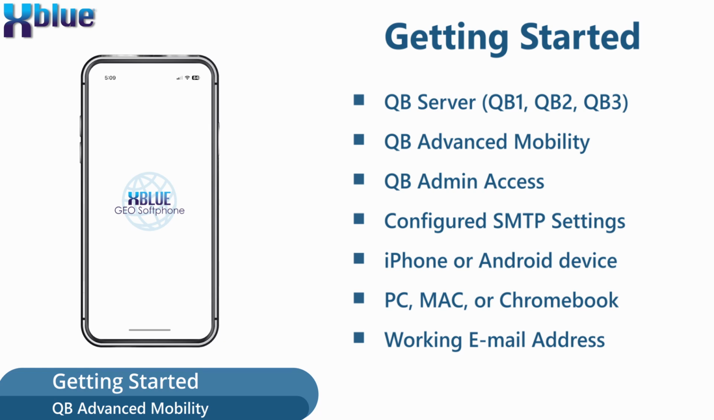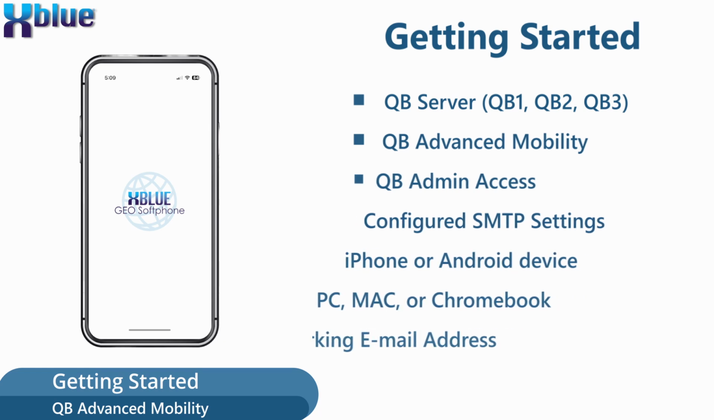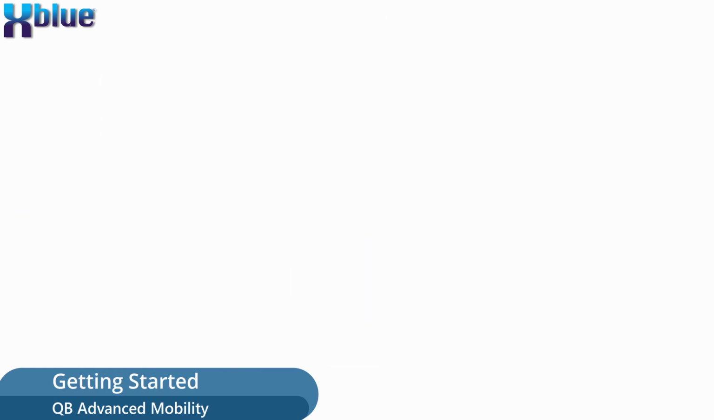Please note some email providers require you to generate app-specific passwords before configuring your email account on third-party devices. Please contact your email service provider for details. An iPhone or Android device to download the Geo app. A computer to access the QB and receive the welcome email. An active email address to receive the welcome email. In this demonstration, we will proceed as if the mail server has already been properly configured. Let's jump right in.